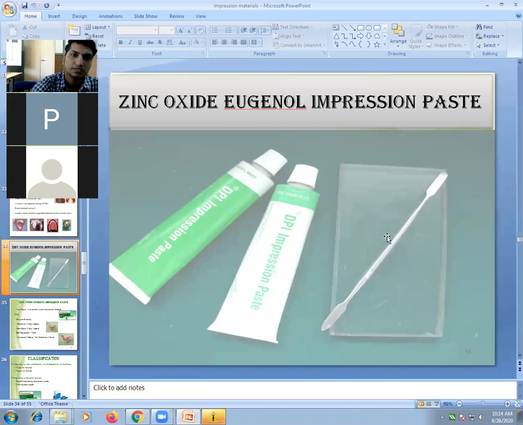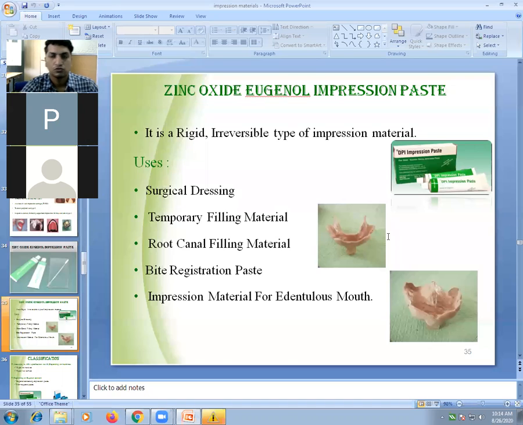Now the second impression material is zinc oxide eugenol impression paste. It is also a rigid type of impression material. Impression materials are of two types: rigid, non-elastic, or elastic. Under non-elastic we have impression compound, impression plaster, zinc oxide eugenol impression paste, and waxes. It is a rigid, irreversible type of impression material. Irreversible means it doesn't come back to its original form. When these two pastes are mixed, a chemical reaction occurs and we get a final product. That's why it is an irreversible type of impression material.